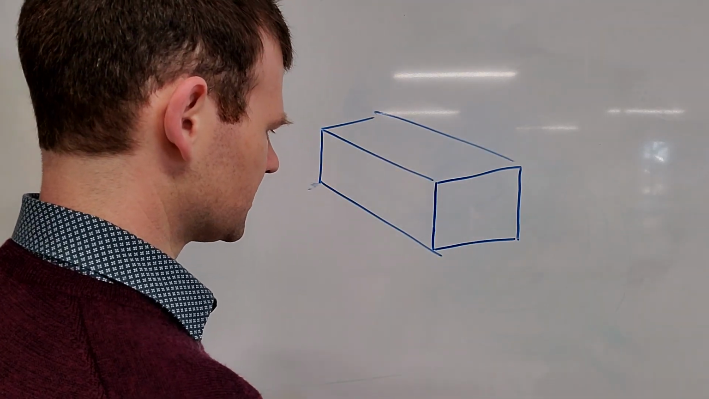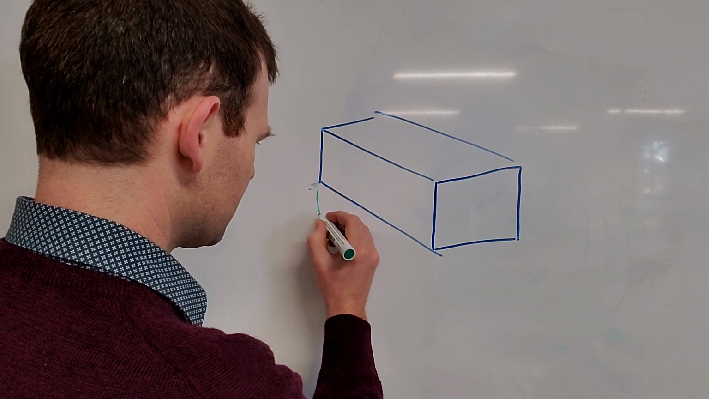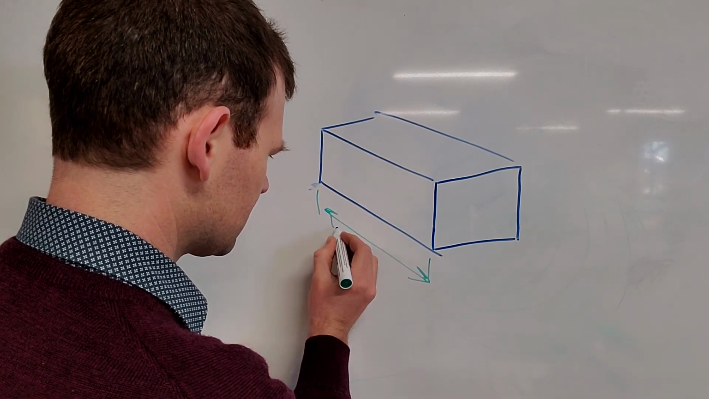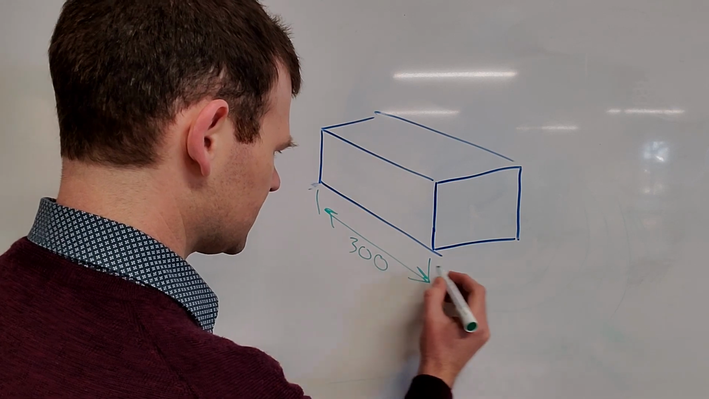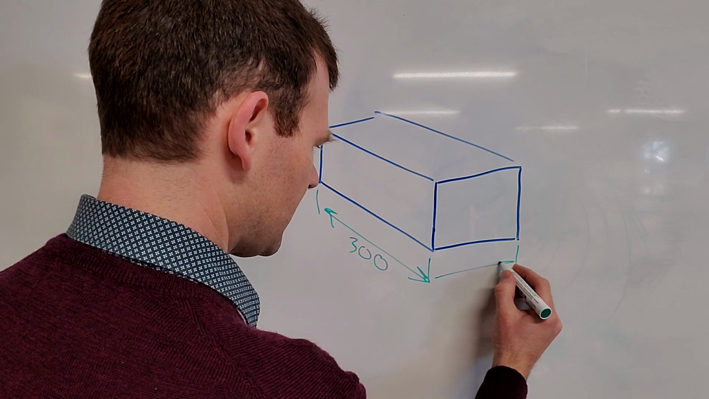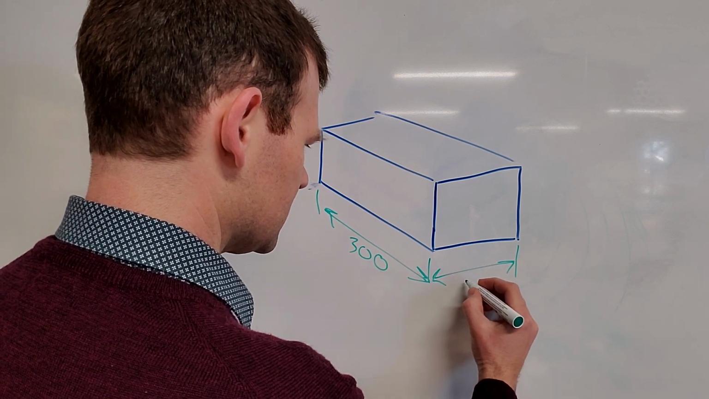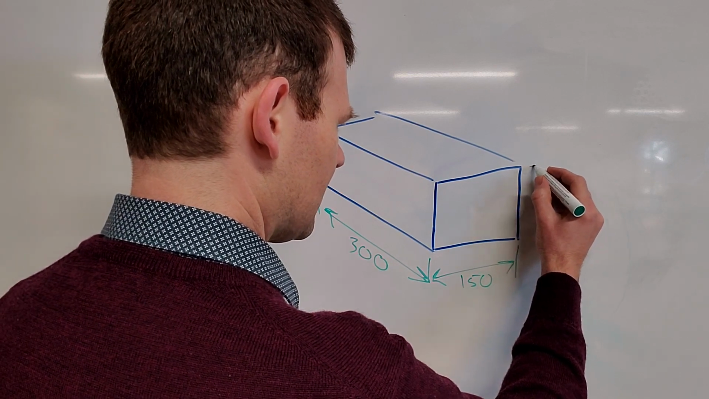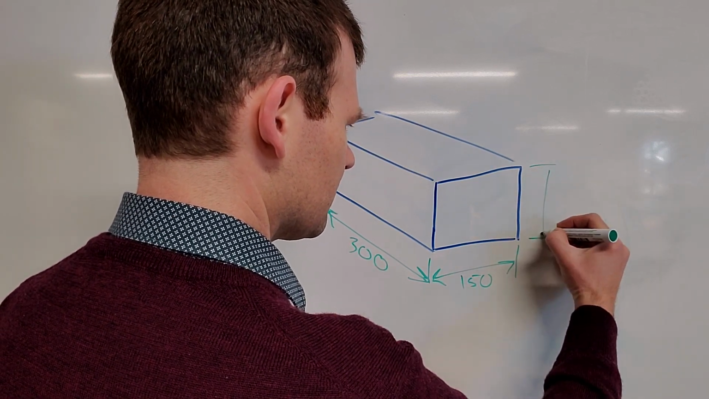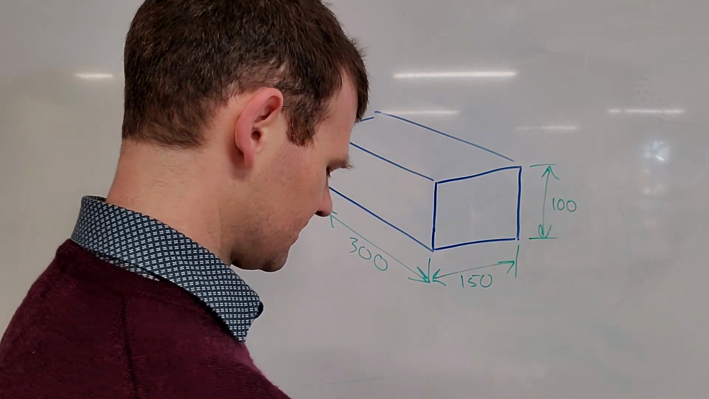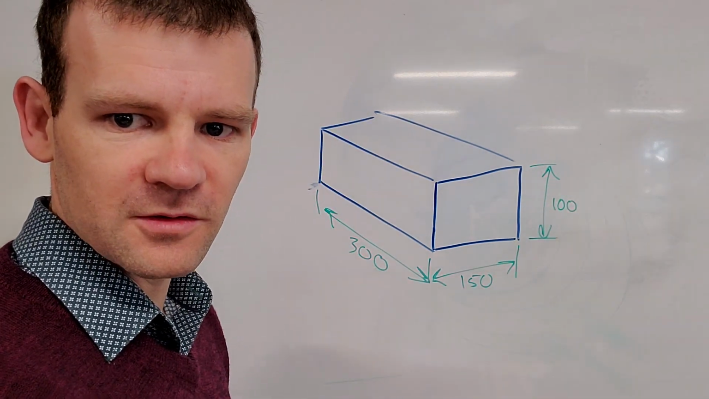Okay, so let's give it some dimensions. The longest dimension of the box, we're going to make 300 millimeters. The width of the box is going to be 150 millimeters, and the height of the box is going to be 100 millimeters. Now, obviously that's not to scale.